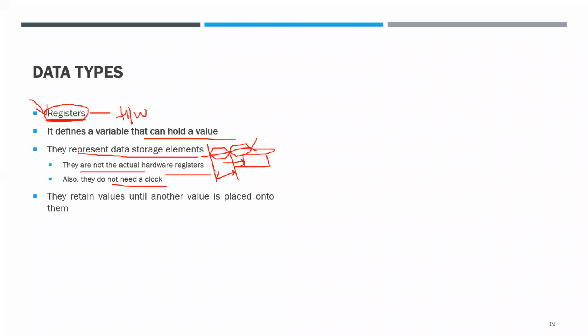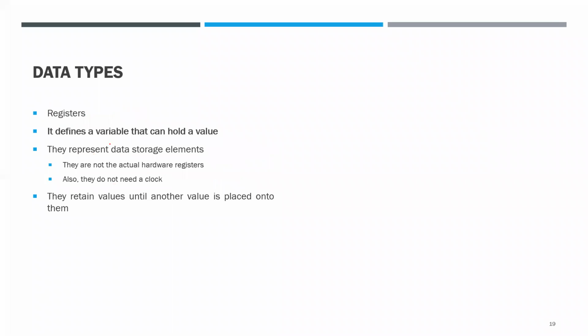So the register is just a data type. It is not the actual register that we are speaking of. It can just hold the value over there. It does not need any clock for storing or reading the data from the register data type. They basically retain their values unless and until a new value is available to be stored over there.